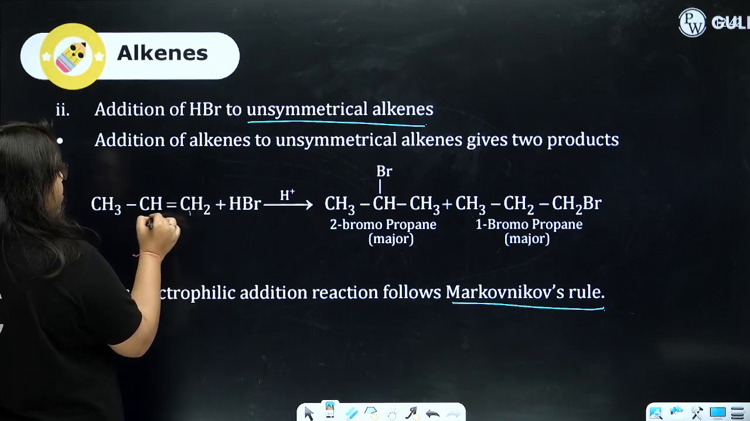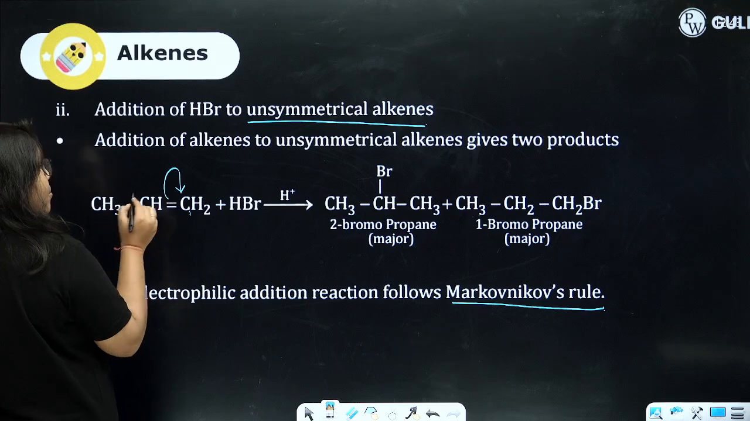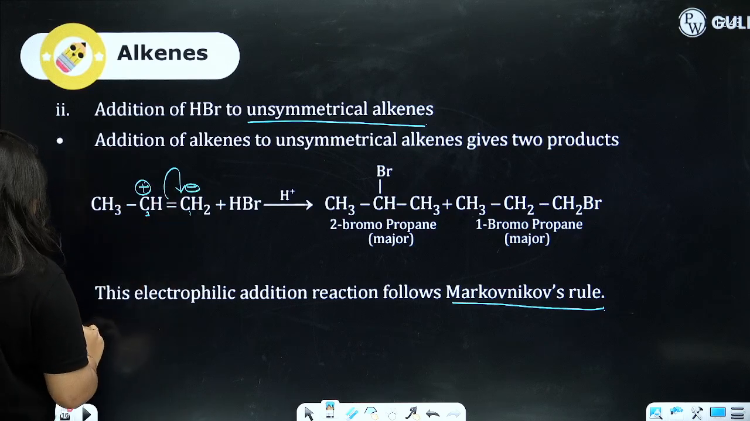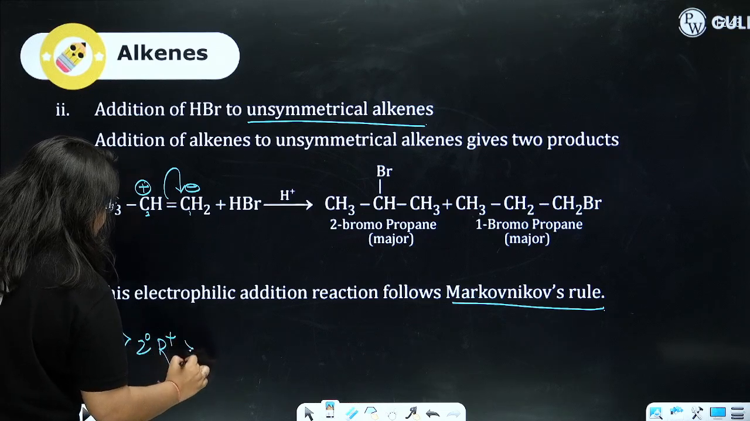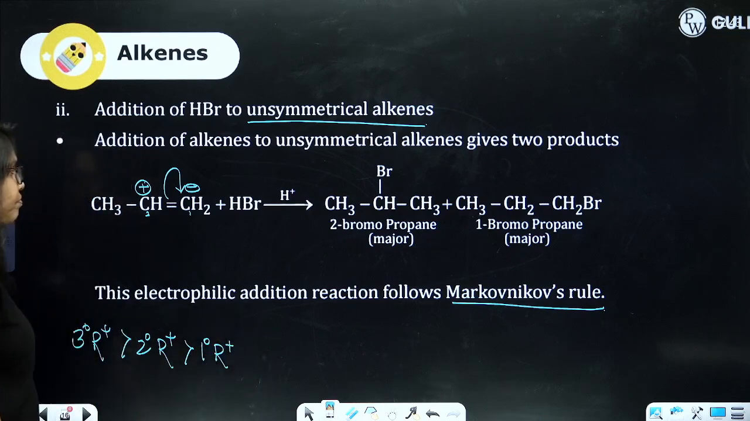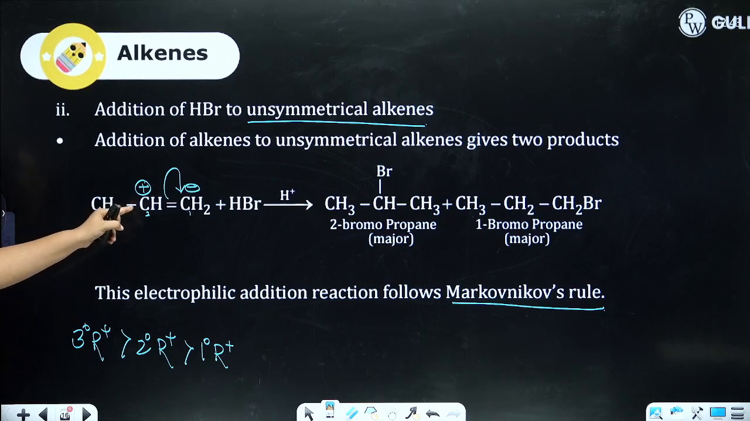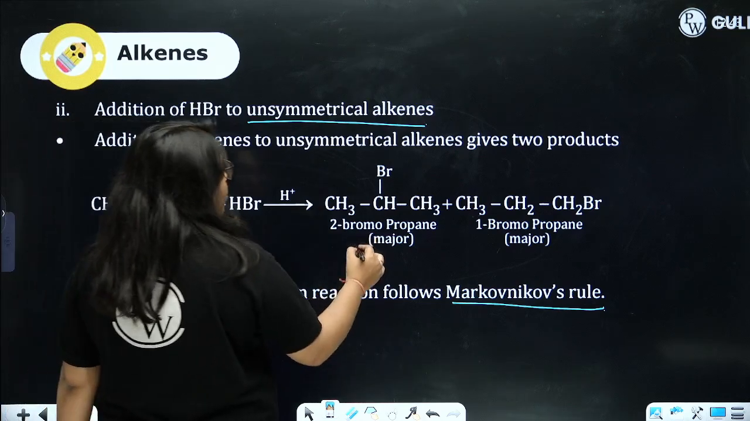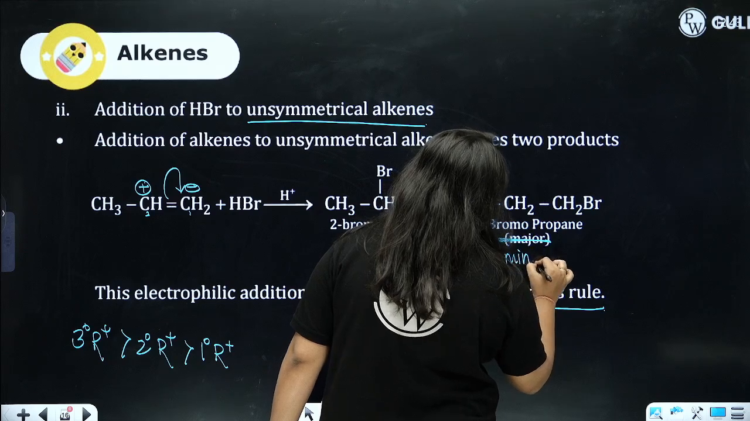Now, when you look over here, this carbon is having more number of hydrogens. Let's name this carbon 1 and this is carbon 2. This is having less number of hydrogens. Now, the delocalization takes place in this way, that this carbon ends up getting a negative charge and this carbon gets a positive charge. Now, we are aware that tertiary carbocation is more stable than secondary carbocation, which is more stable than primary carbocation. Now, since this is the positive carbocation, to this the negative addendum will attach and to this the hydrogen will attach. As a result, you will get 2-bromopropane as the major product and 1-bromopropane as the minor product.